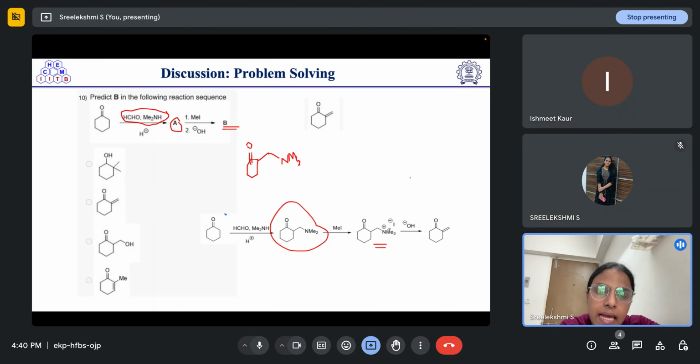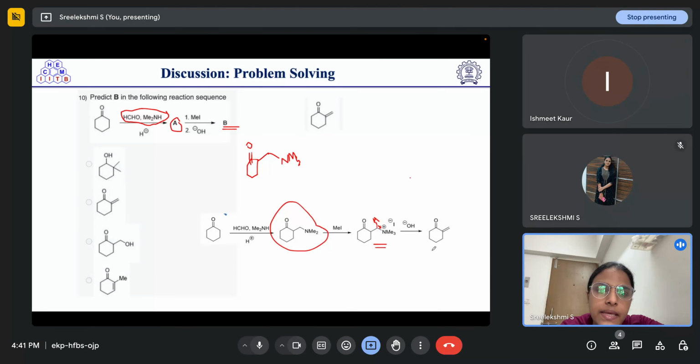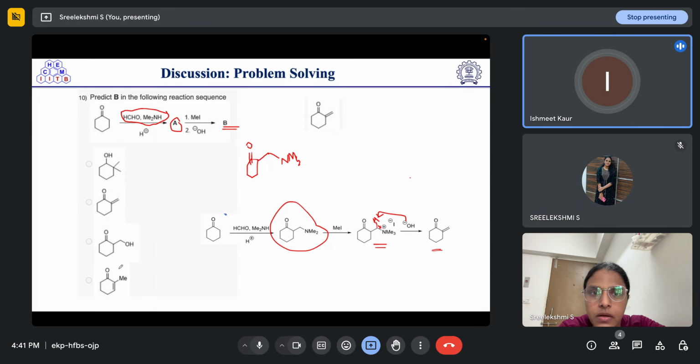Then this is highly prone for leaving. That is, it's a very good leaving group. So what will happen is that one proton it will take, and that bond will shift here, and this will leave out. So we will be getting this one. In presence of this base it will take this proton, and this will also get eliminated. Okay, so that option is the answer.